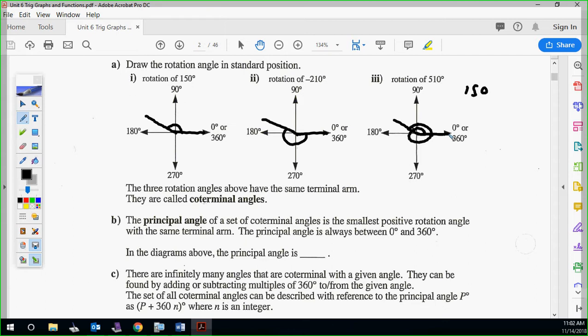Now, look at it. Watch. 150 this way, right? What's 360 minus 150? 210. And so 210 the other way. So they land on each other. Okay? So these are coterminal. They're the same spot. And then 510 minus 360, you get the 150 again, so you land on that 150 spot again. So all three of these are essentially the same location. So coterminal means they share the same position. Okay, any questions with that?